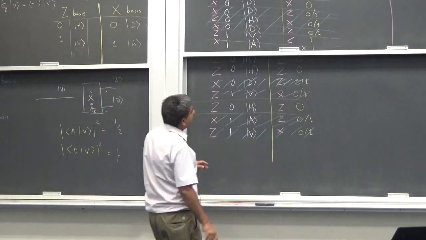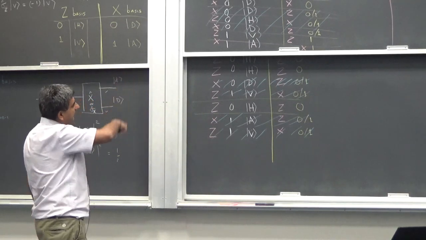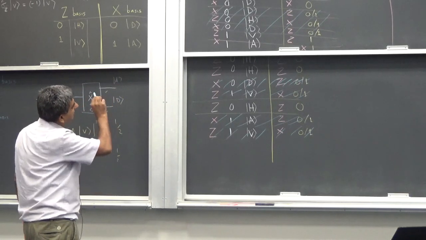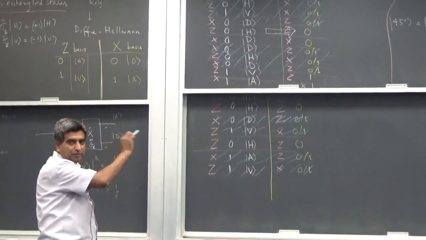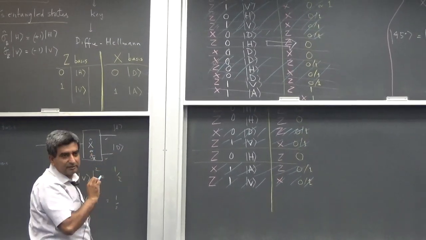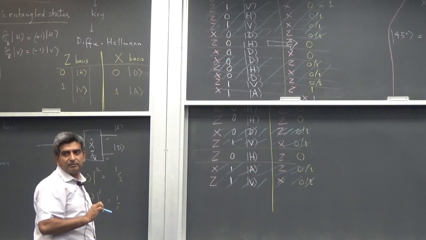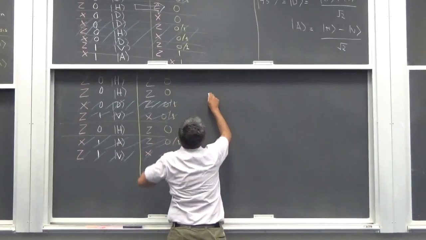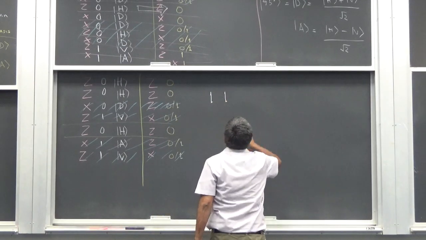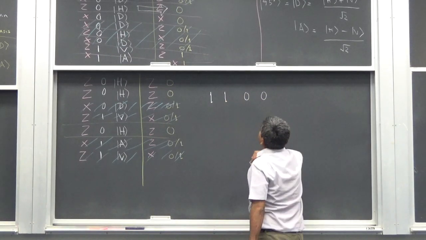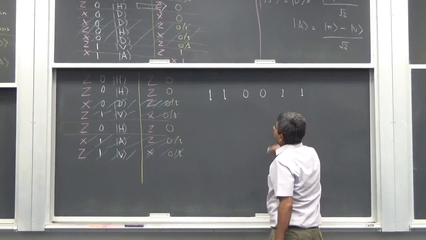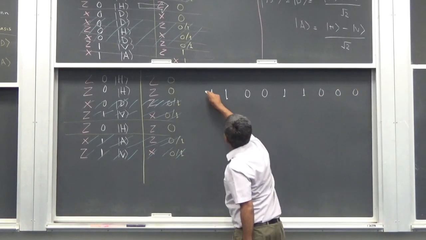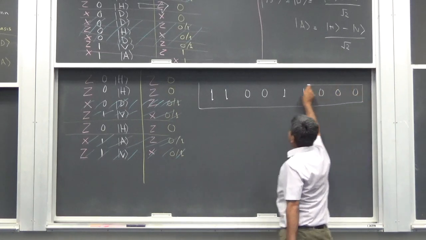Now, if you look at what remains of this table, the rows that have not been slashed out, the bits match. They're totally equal to one another. This forms the key. So the key now is 1, 1, 0, 0, 1, 1, 0, 0, 0. This is the raw key.